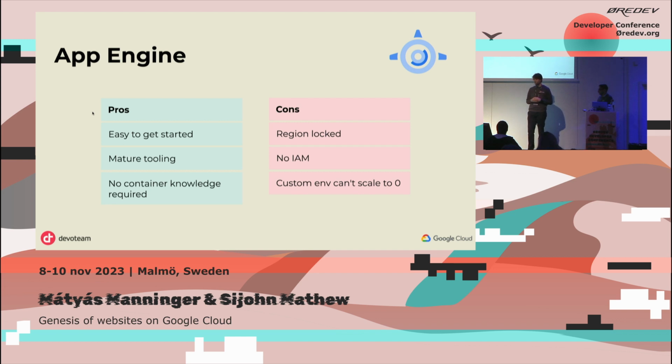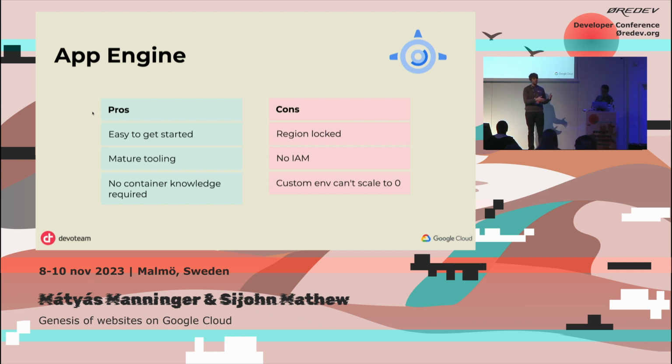Some of the drawbacks is that it's region locked. When you deploy your application, you have to choose a cloud region. A cloud region is basically just a data center where your code will be running. In this case, you choose whether it's in US or EU, and you can't change that later. If you want to change, you have to create a whole new project, and it's a bit tricky. And there is also no IAM. Identity Access Management is Google Cloud's way of handling authentication and authorization, and App Engine doesn't really work with that when people try to access the application.